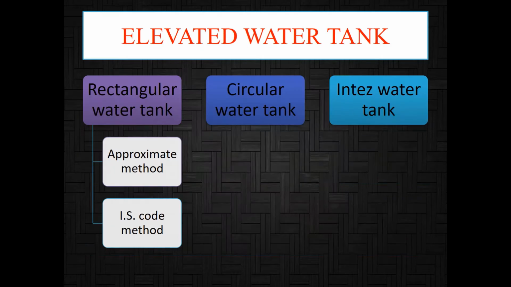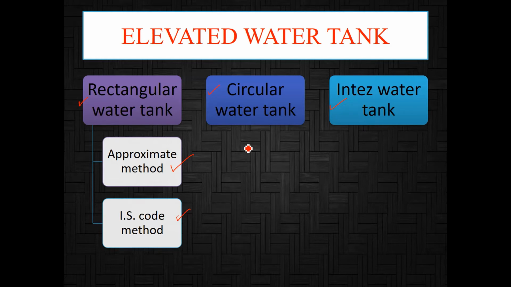So in the elevated water tank, we have three types of elevated water tank. First is rectangular, then circular, then Intze. What is rectangular? Rectangular has two methods, the approximate method and the IS code method. So let's see what the approximate method is.